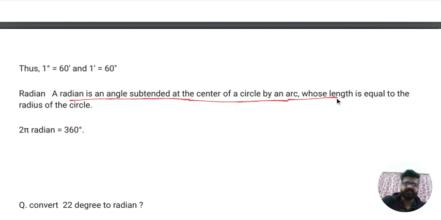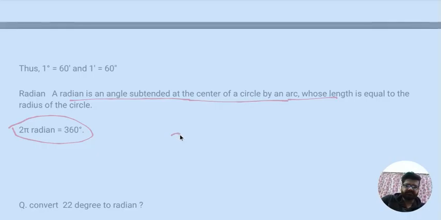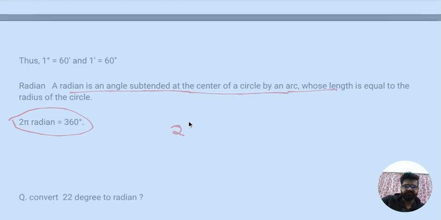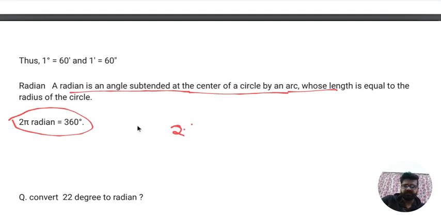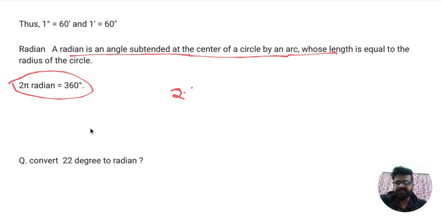This is radian, and 2 pi radian is 360. As you can see, 2 pi equals 360, so 2 pi radian equals 360 degree. This is the easiest question: he will ask you to convert a degree into radian.